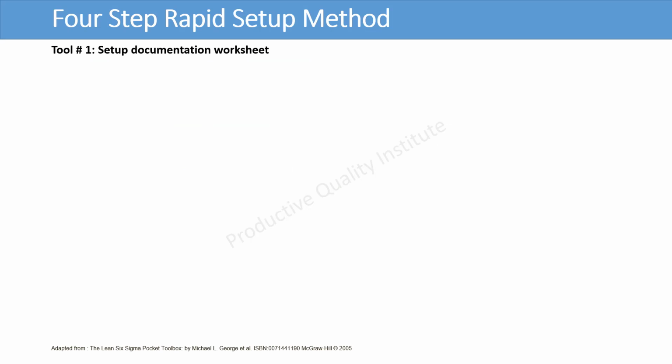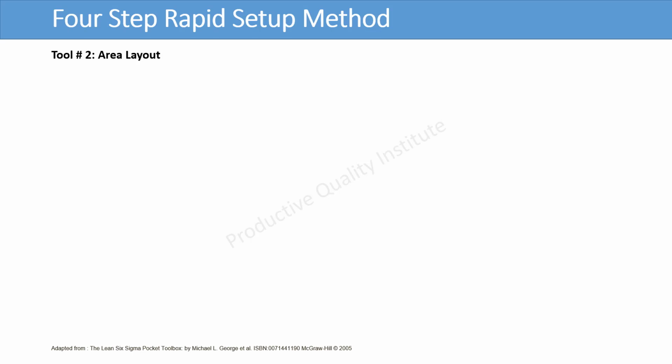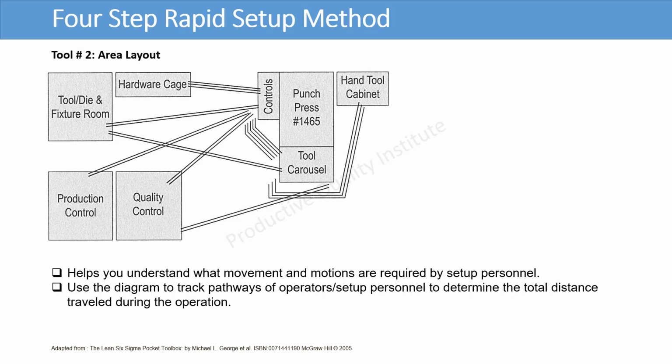Tool 1. Setup Documentation Worksheet. The worksheet includes the following for each setup event or task: the sequence of the event, the start time, event description, the elapsed time, and whether it is internal or external. Tool 2. Area Layout helps you understand what movement and motions are required by setup personnel. Use the diagram to track pathways of operators and setup personnel, to determine the total distance traveled during the operation.